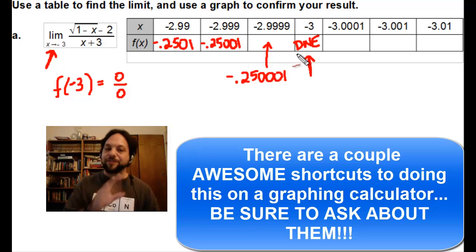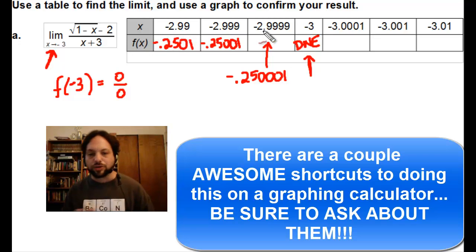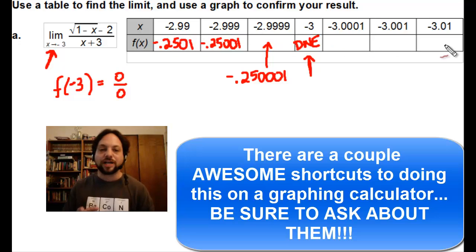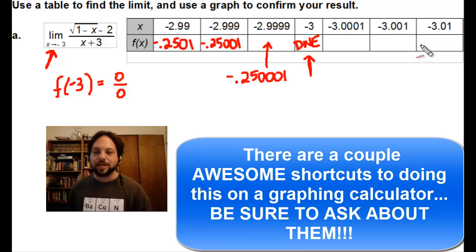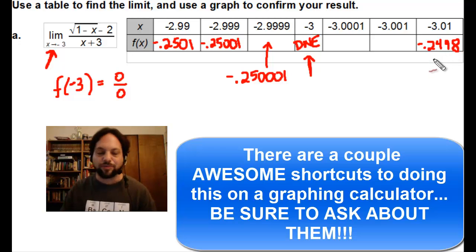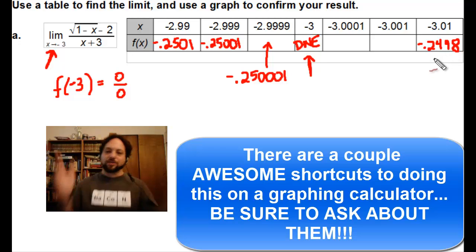Well, from the left, that might work. This is actually approaching negative 3 from here. Let's approach negative 3 from this direction and see what happens. In fact, if we start right here, what we'll get is negative 0.2498. Now, some of you might stop there and say, well, that's really close to negative 0.25. That must be our answer and we're done.